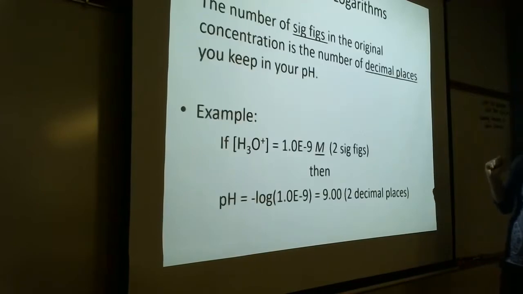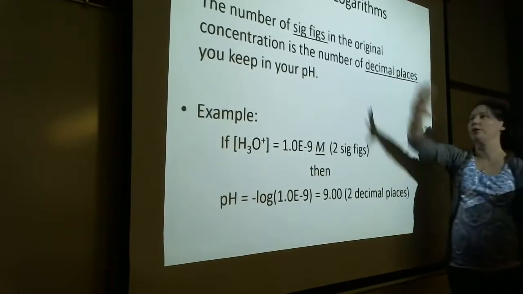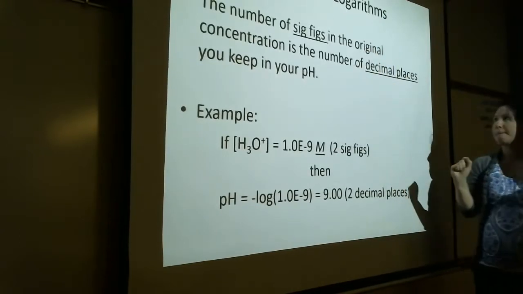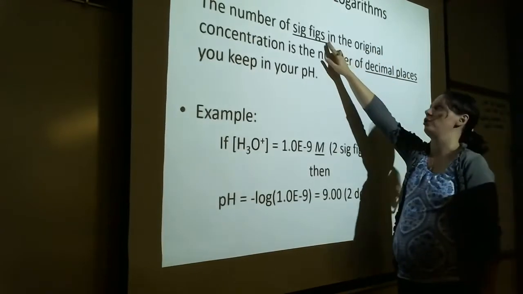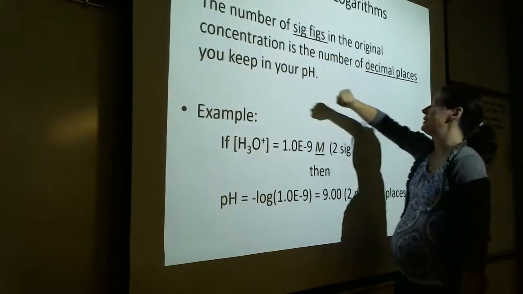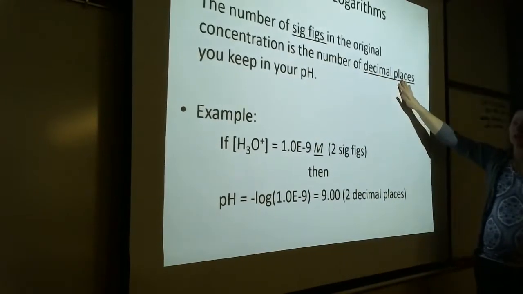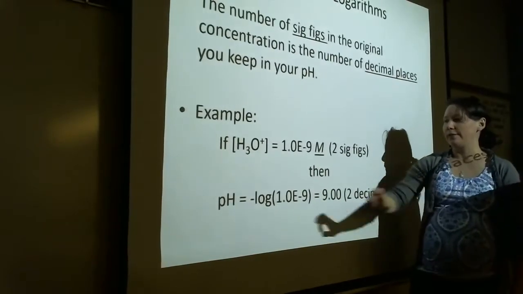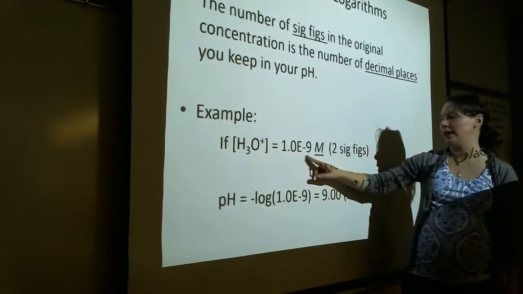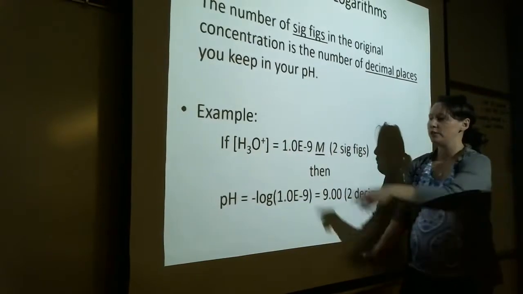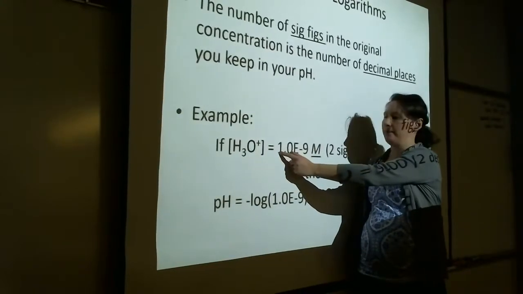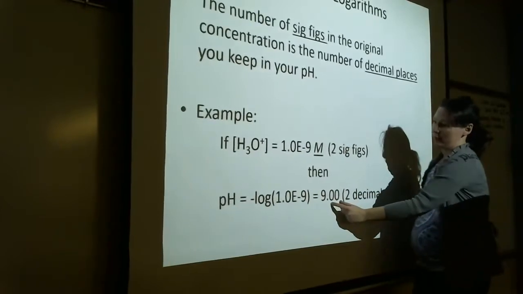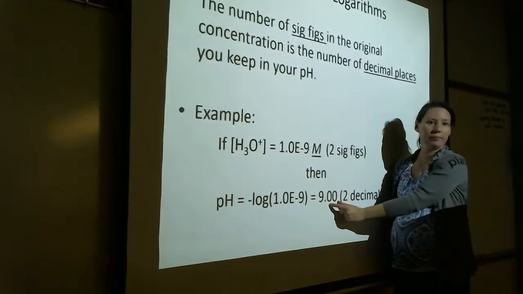Now let's talk about sig figs and logarithms. We haven't dealt with sig figs and logarithms, so let's talk about that. The number of sig figs in your original concentration is the number of decimal places you keep in your pH. So here's an example. If I have H3O+ of 1 times 10 to the negative 9th moles per liter, this value has 2 sig figs, right? That translates into 2 decimal places in my final answer, okay?